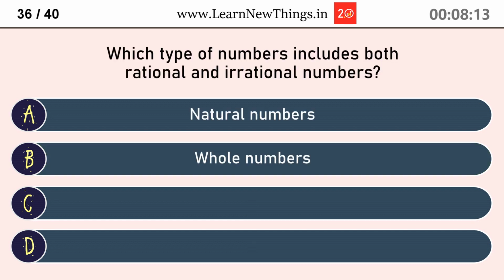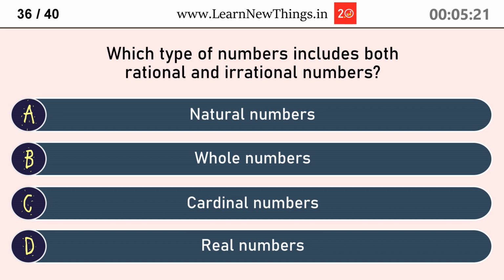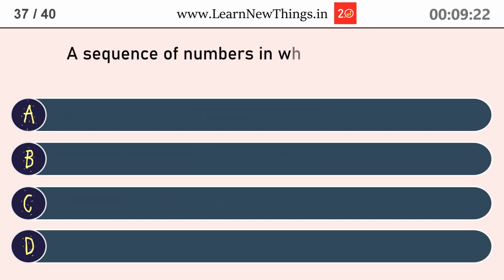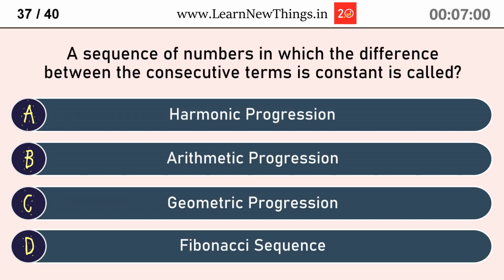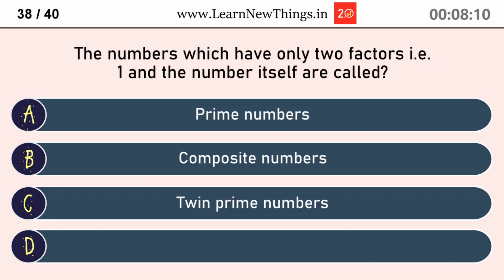Which type of numbers includes both rational and irrational numbers? Real numbers. A sequence of numbers in which the difference between the consecutive terms is constant is called arithmetic progression. The numbers which have only two factors, that is 1 and the number itself, are called prime numbers.